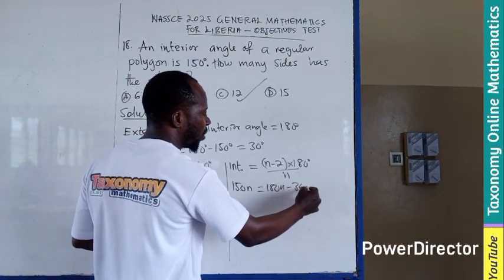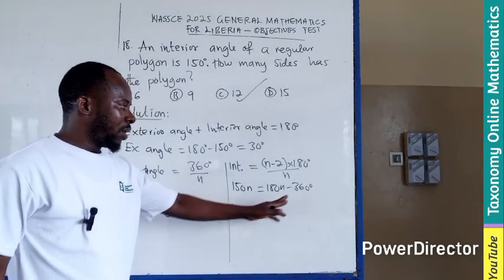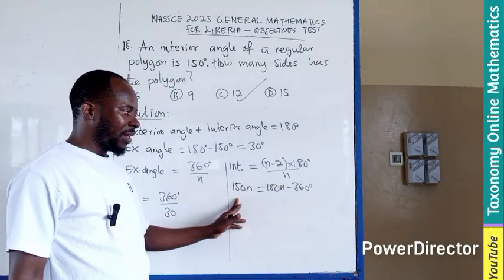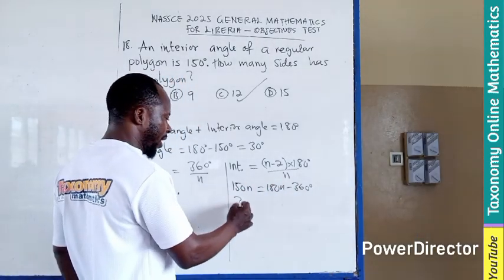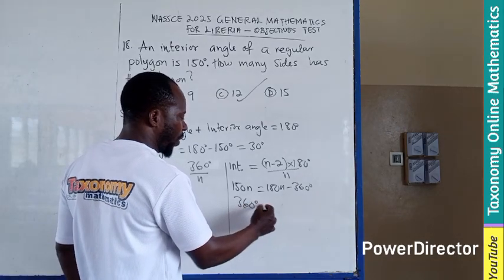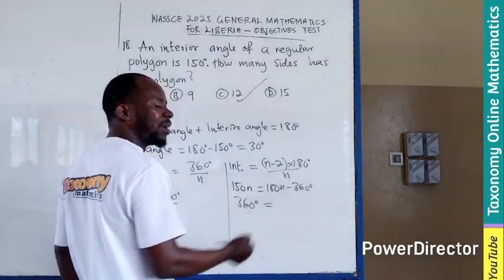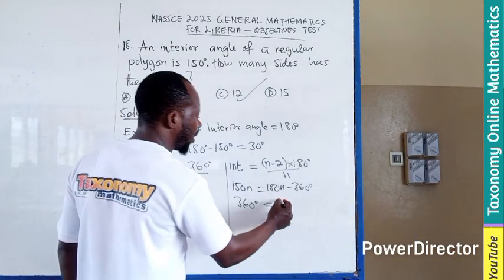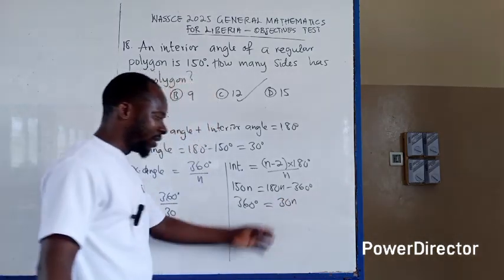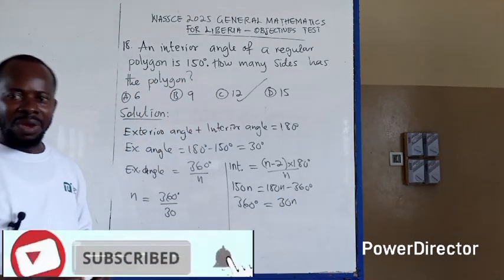Meaning I should be having 180n minus what? 360 degrees. You know, I can bring this here and send this one there. Meaning 360 degrees will be equal to 180n minus what? 150n. Still what? 30n. And you know, when you divide, you come back to the same thing.